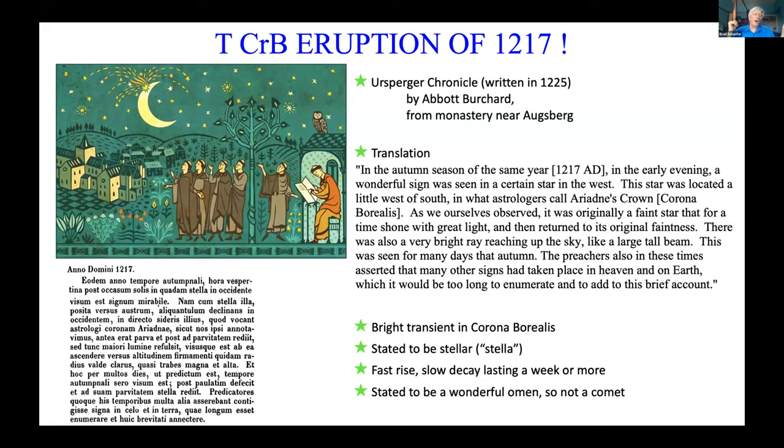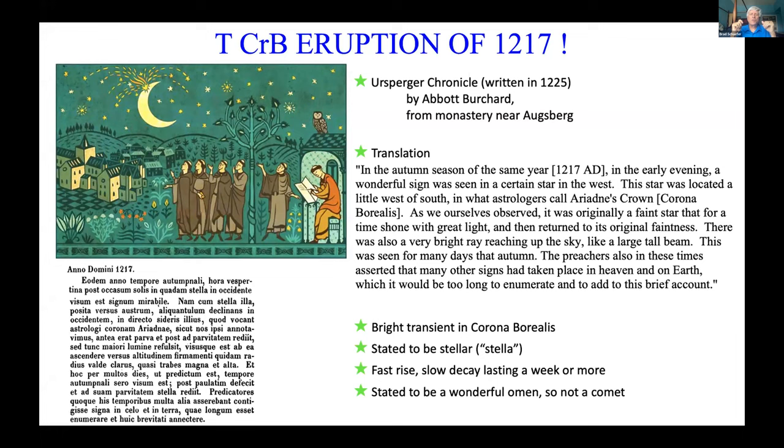It can't be a comet, it can't be an asteroid, or a planet. It can't be a supernova because there are no big bright supernova remnants in that part of the sky. It can't be a nova other than T CrB for similar reasons. So the only possible alternative to this report being of T CrB is that it might have been a comet. Okay, but this can't be, because Burchard explicitly uses the word stella.